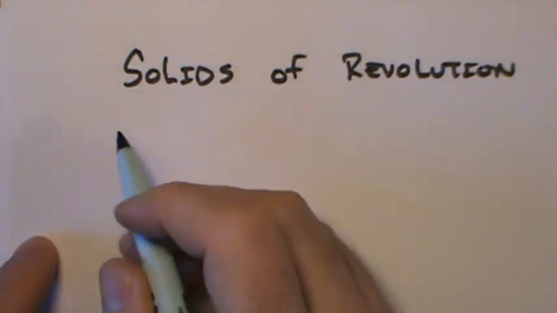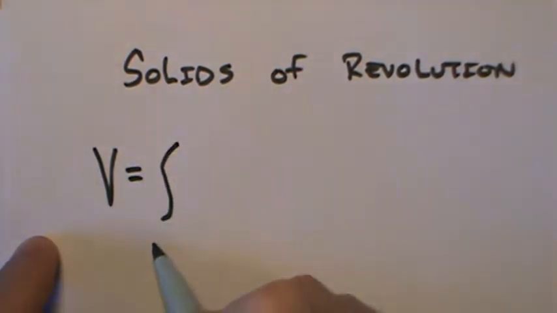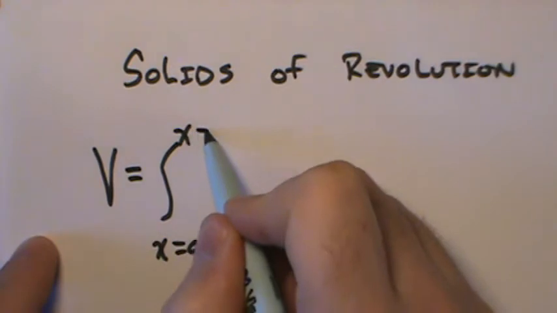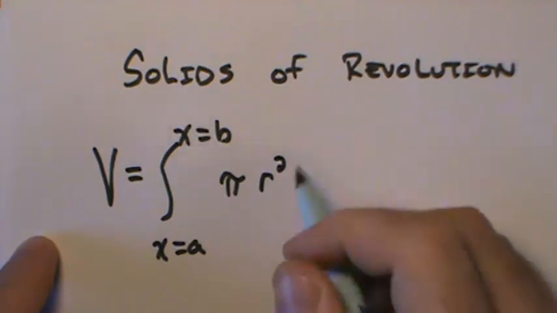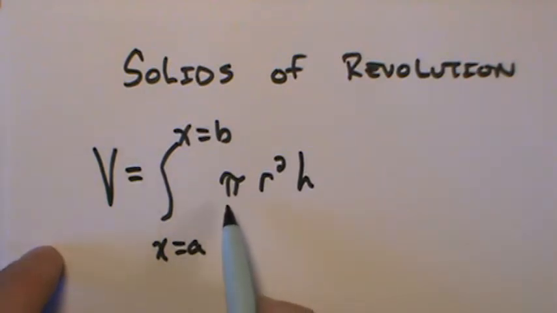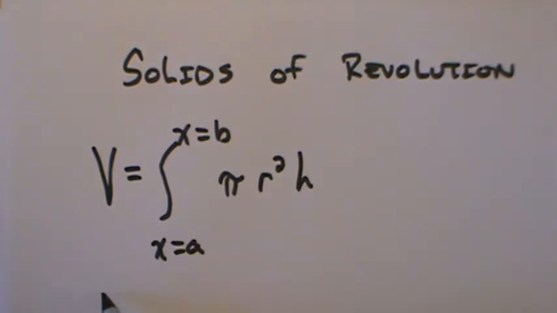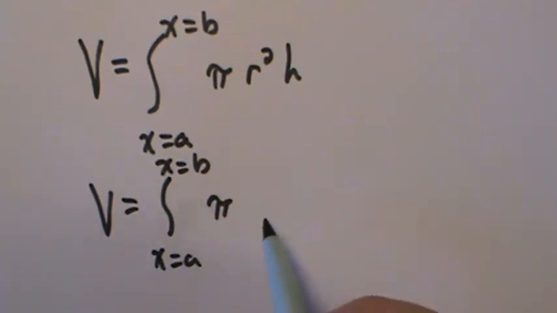you can have a formula that says your volume is equal to the integral from x equals a to x equals b of pi r squared h. Now I'm generically writing this, and then I'm quickly going to change this into a calculus concept. We'll say volume is equal to the integral from x equals a to x equals b of pi. Remember, pi is just a number, so pi could actually be pulled out in front of our integral. The r, well, that's going to be your function.